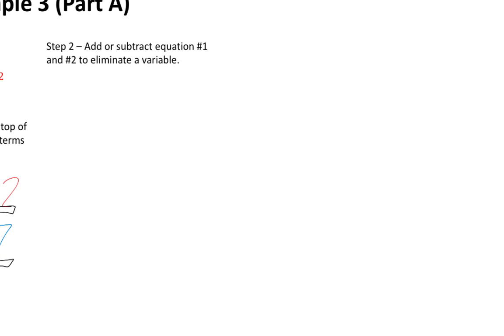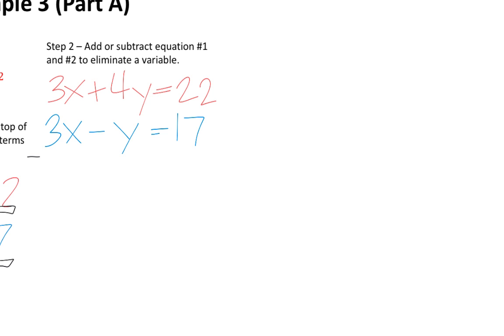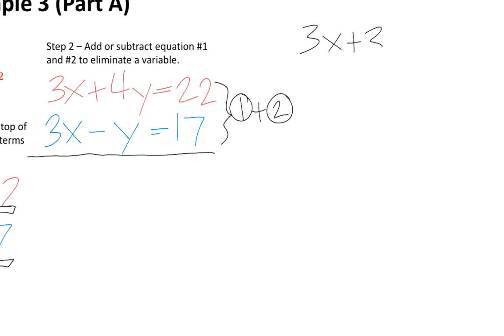Let's rewrite our equations. So I have 3x plus 4y equals 22. And I'm going to write my second equation, which is 3x minus y equals 17. Again, I'm going to make a little note that I am adding these two equations. So equation 1 plus equation 2. Let's go ahead and do the math on the side. I have 3x plus 3x, and that is equal to 6x. So I'm going to write 6x down here.